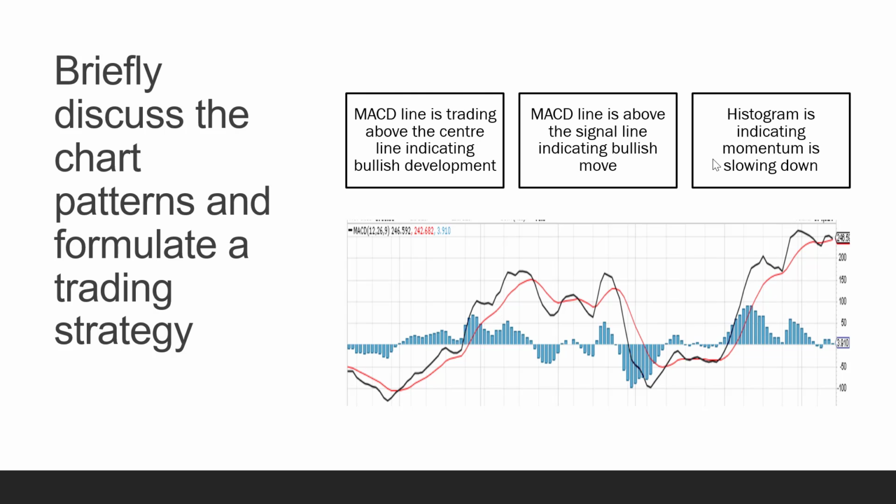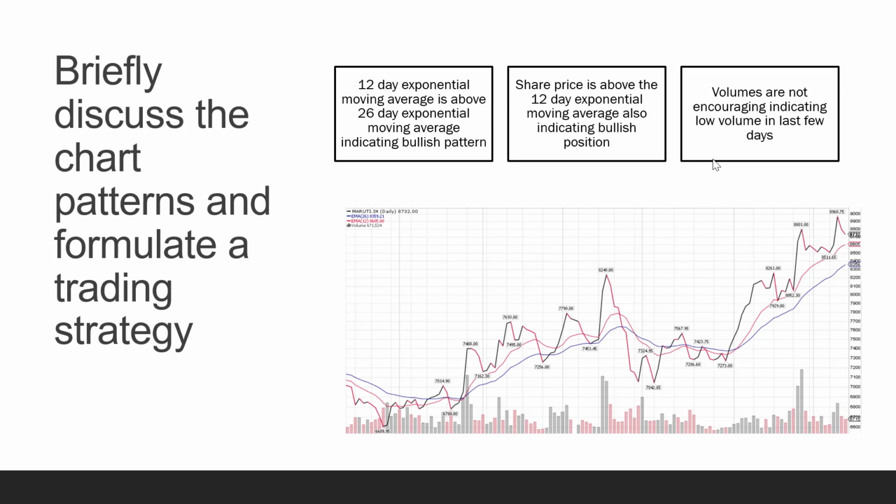Now coming to here, just read this, Udit. Yes, sir. 12-day exponential moving average is above 26-day exponential moving average indicating bullish pattern. Hold on. Now, 12 is the shorter-day moving average, and 26 is the long moving average. So the short term moving average is above the long term moving average, which is indicating a bullish move.